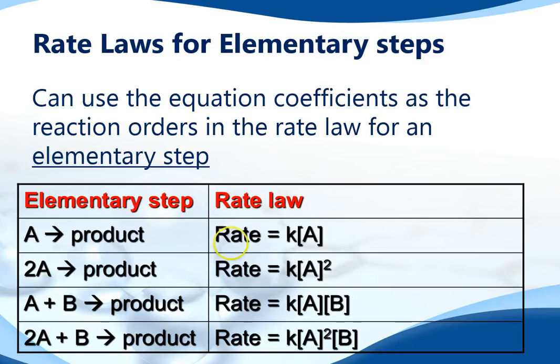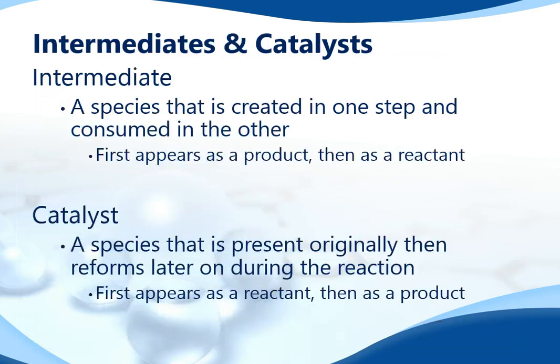Here's just a summary of that. Rate laws for elementary steps can be determined based on their coefficients. So we've got A to the first for the first one right here. This would be A to the second, A to the first, B to the first, A to the second, B to the first. We see that right there. Originally I had written rate law for the elementary step, but it turns out that if it's the slowest step, then that rate law will be the rate law for the entire reaction as well.